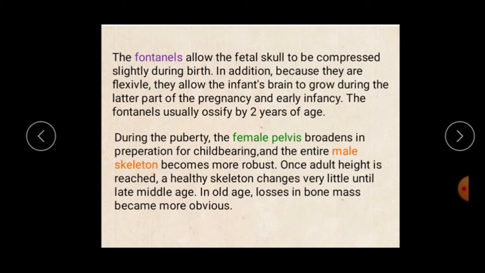During puberty, the female pelvis broadens in preparation for childbearing. Di ba? Para sa mga magiging anak ng babae, kailangan mag-broad yung balakang nila. And the entire male skeleton becomes more rounded. So, parang mas lalong tumitibay. Once adult height is reached, a healthy skeleton changes very little until late middle age. Kasi nga, fully developed na yung bone natin. So, mapapansin na lang natin na there's little changes lang. But in old age, kapag tumanda na tayo, losses in bone mass become more obvious.